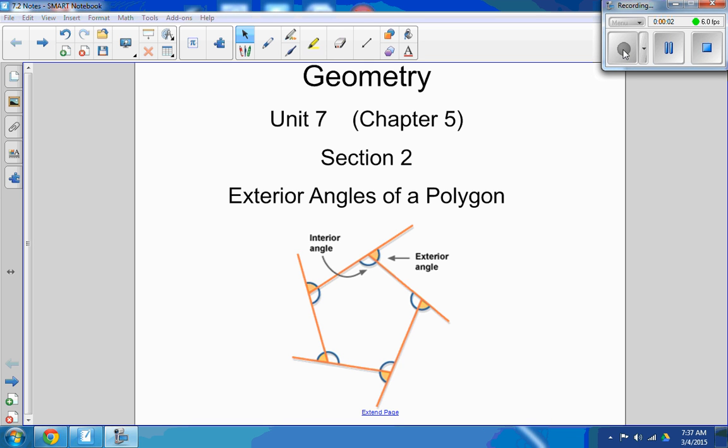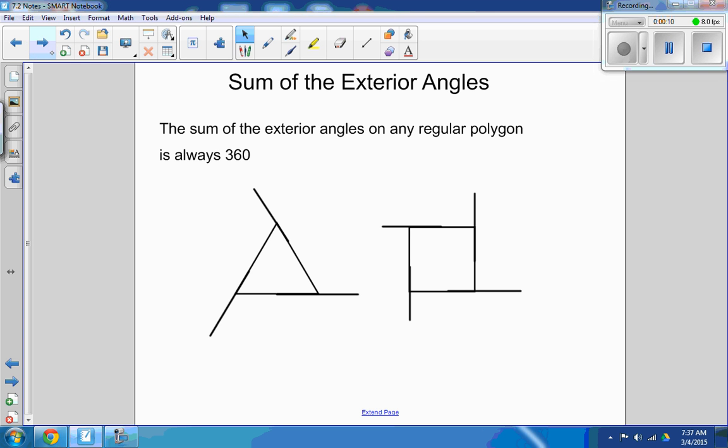Geometry, Unit 7, which is Chapter 5 from the book, Section 2. The exterior angles of a polygon. The sum of the exterior angles of any regular polygon is always 360.